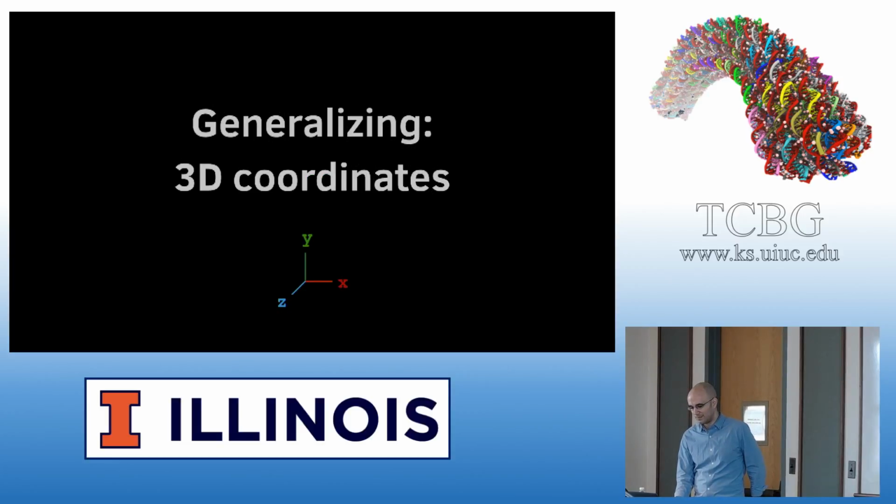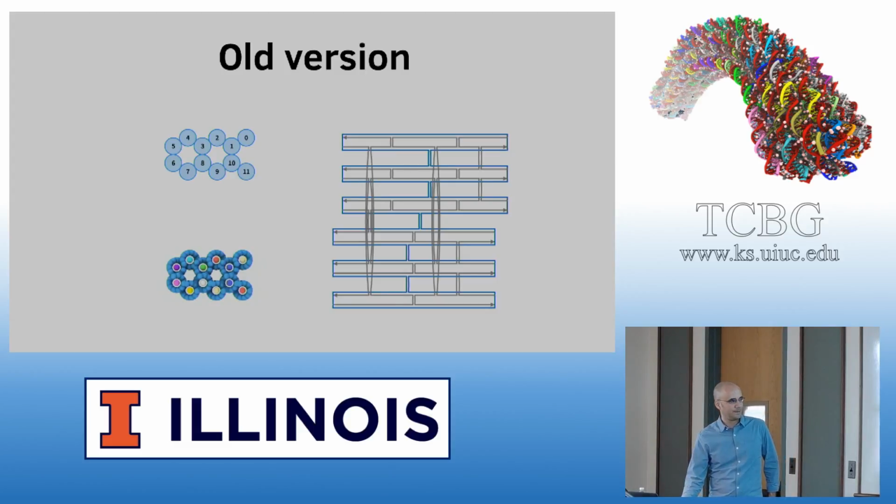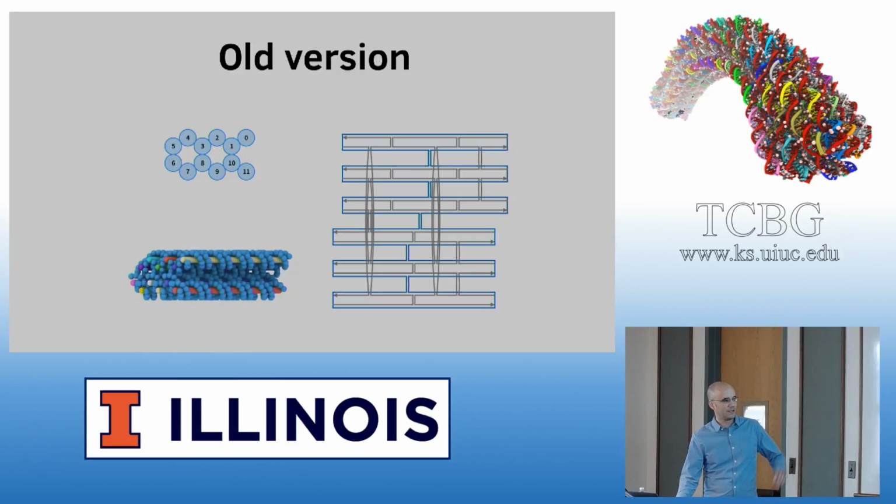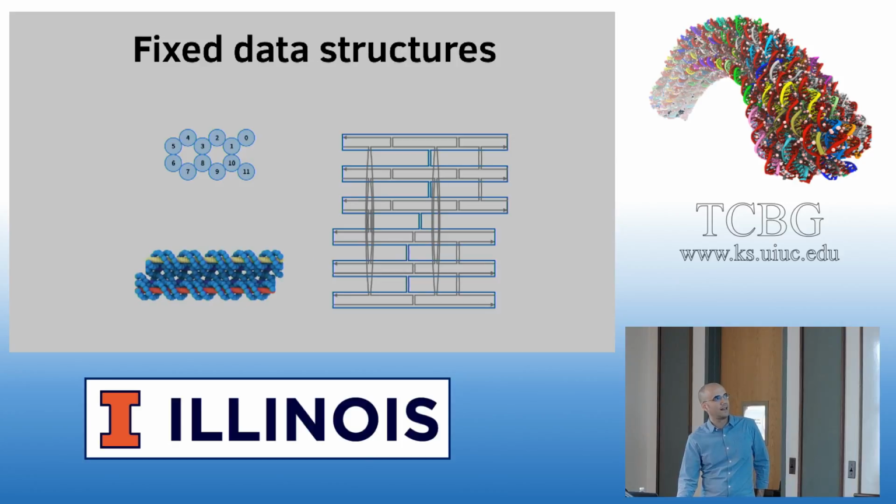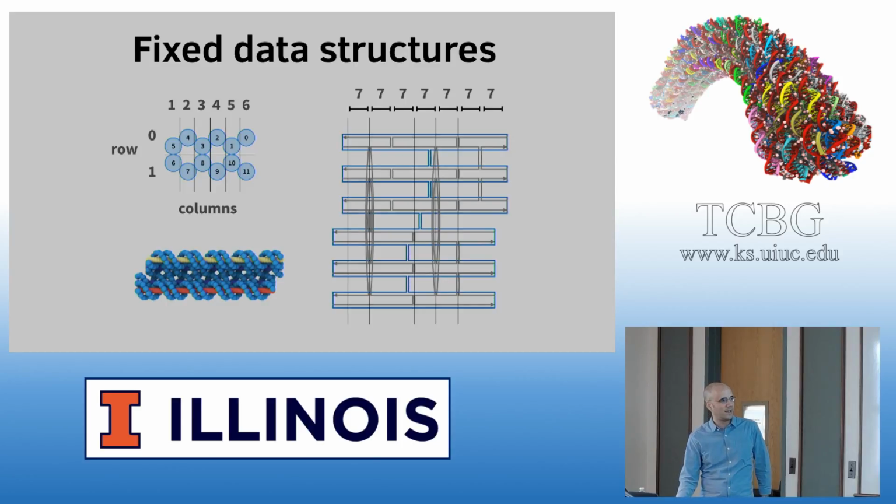One thing that we did is generalize the data model to have 3D coordinates. In the old version, so here's a very simple DNA origami design, it had this fixed data structure, which is really just based on this coordinate system, rows and columns. And for the honeycomb lattice, the spacing, basically the pitch and the size of the DNA strands, and where they can cross over is just hardwired into the software.